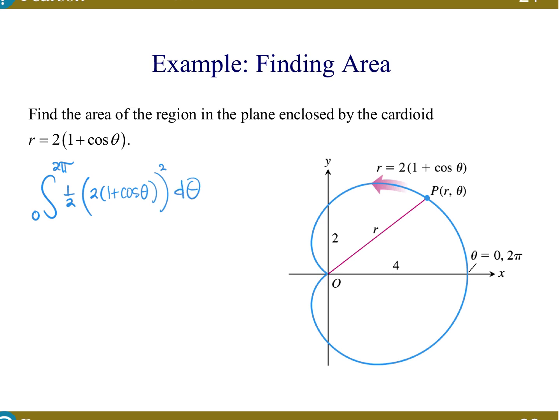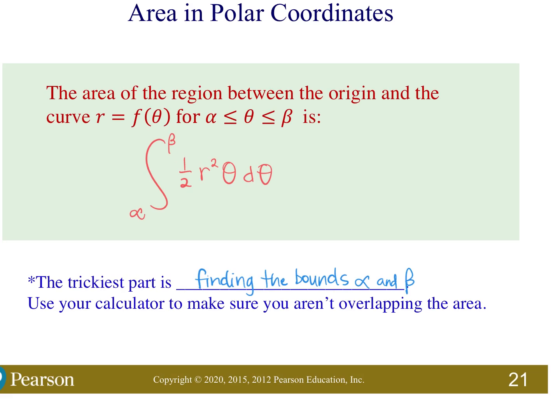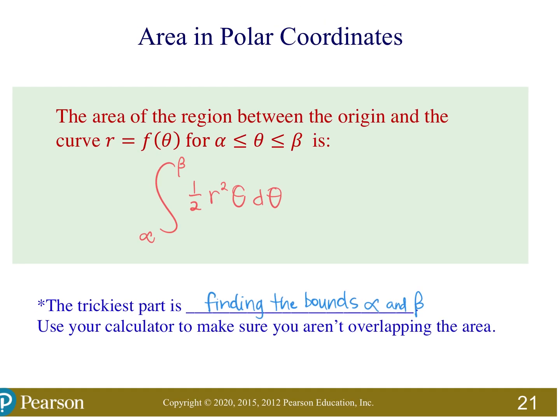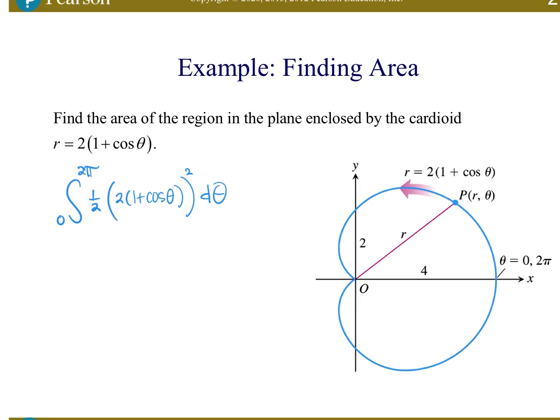D theta. Did I write it wrong on the others? Yeah, this theta is not there. Because the theta is so small, it's a d theta. That's the theta that's changing, I'm sorry. And then you just let your calculator do the work.